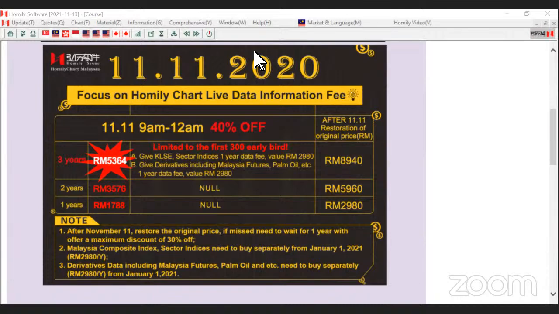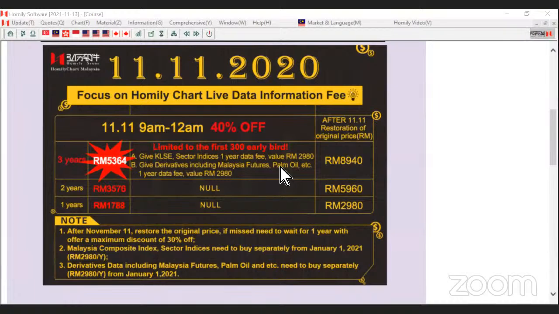Okay, so also from next year we will have KLSE sector indexes, real-time data, and their derivatives, including the palm oil futures data. So if you purchase and renew 3 years of real-time data fee, then you will get this data for free to use.